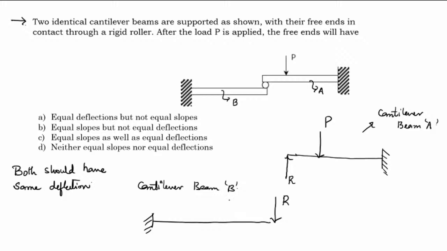Now, if you compare cantilever beam A and cantilever beam B, the loading condition for both the beams is different. They might have the same deflection, because if there has to be contact between beam A and beam B, both should have the same deflection.